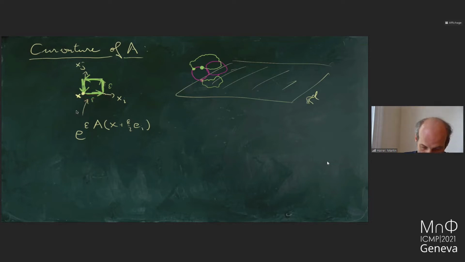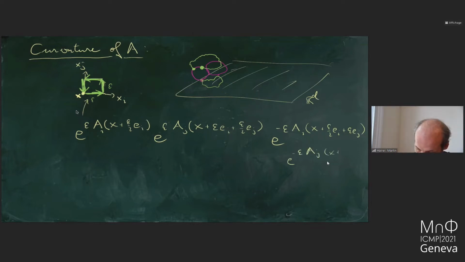And then, okay, so I just multiply, right? So now we look, sorry, so here there's A_i. So now we move in the direction j. So we have A_j, except that now it's not at x, but it's at x plus epsilon e_i plus epsilon over 2 e_j. Right, and then for the third segment, we move in the opposite direction. So then we get an e to the minus epsilon A_i again. And this time it's x plus epsilon over 2 e_i plus epsilon e_j. And then I have a final term, which is e to the minus epsilon A_j again, at x plus epsilon over 2 e_j.